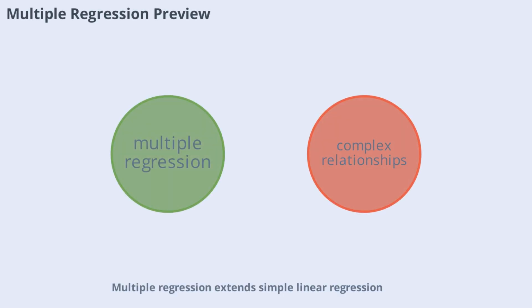Multiple regression extends simple linear regression by including more than one independent variable. This allows you to model more complex relationships and account for additional factors. While it builds on the same principles, multiple regression introduces new challenges and considerations, which we'll explore in future lessons.